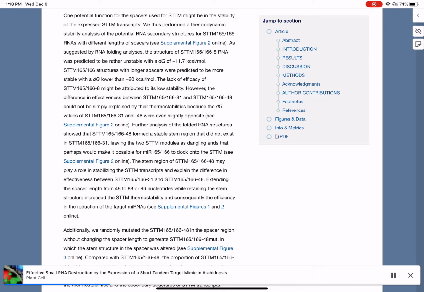The lack of efficacy of STTM165-166-8 might be attributed to its low stability. However, the difference in effectiveness between STTM165-166-31 and STTM165-166-48 could not be simply explained by their thermostabilities because the ΔG values of STTM165-166-31 and -48 were even slightly opposite. See supplemental figure 2 online.